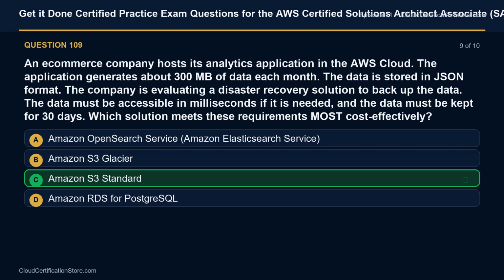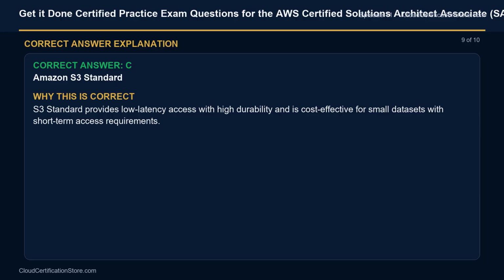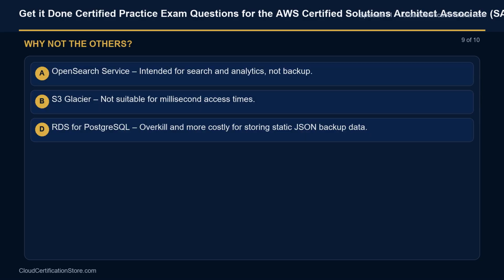The correct answer is C, Amazon S3 Standard. Explanation: S3 Standard provides low-latency access with high durability and is cost-effective for small datasets with short-term access requirements. Why not option A? OpenSearch Service is intended for search and analytics, not backup. Why not option B? S3 Glacier is not suitable for millisecond access times. Why not option D? RDS for PostgreSQL is overkill and more costly for storing static JSON backup data.